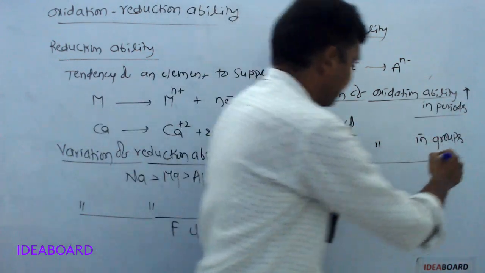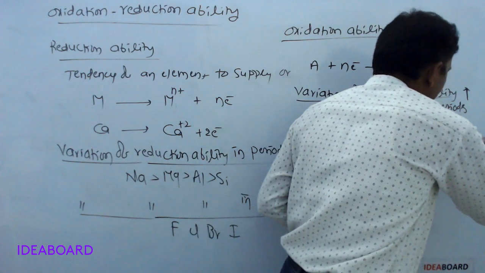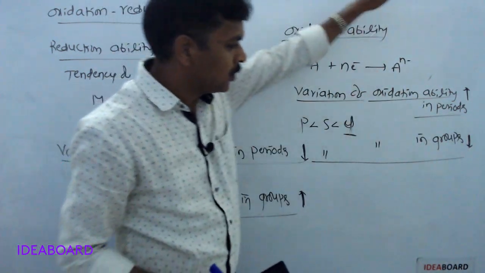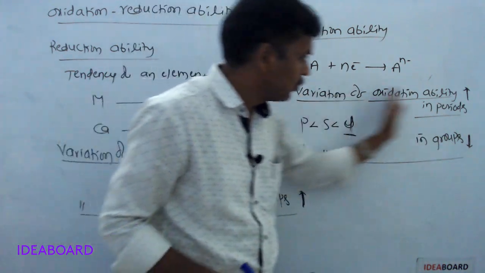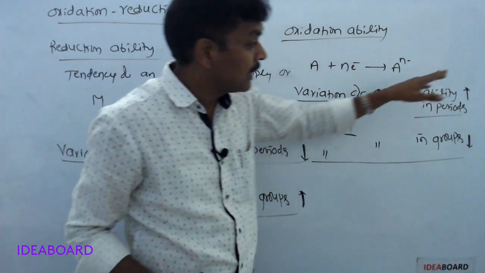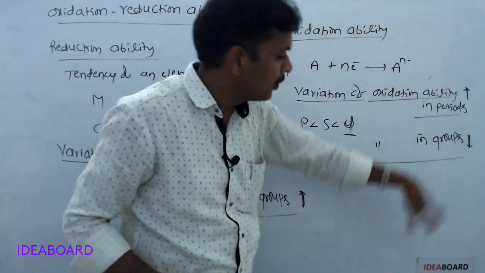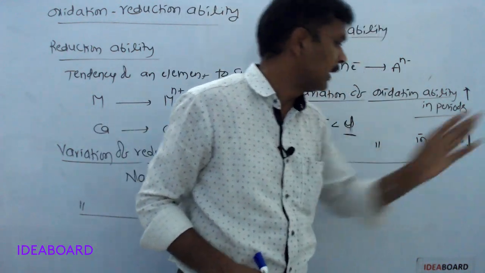Next, in groups, oxidation ability decreases. Top to bottom, the tendency to gain the electrons decreases. Left to right, the tendency to gain the electrons increases, but top to bottom, the tendency to gain the electrons decreases.